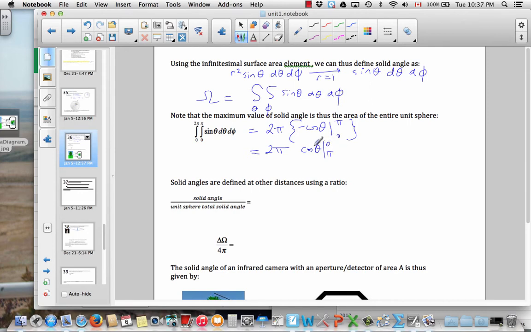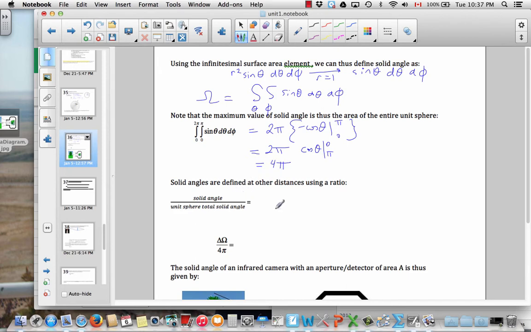And then this is cos of 0, which is 1, minus cos of pi, which is negative 1. That just ends up being 2. So there's 4 pi steradians of solid angle over the entire unit sphere. So that's the surface area of the unit sphere. So that's at a distance of 1.